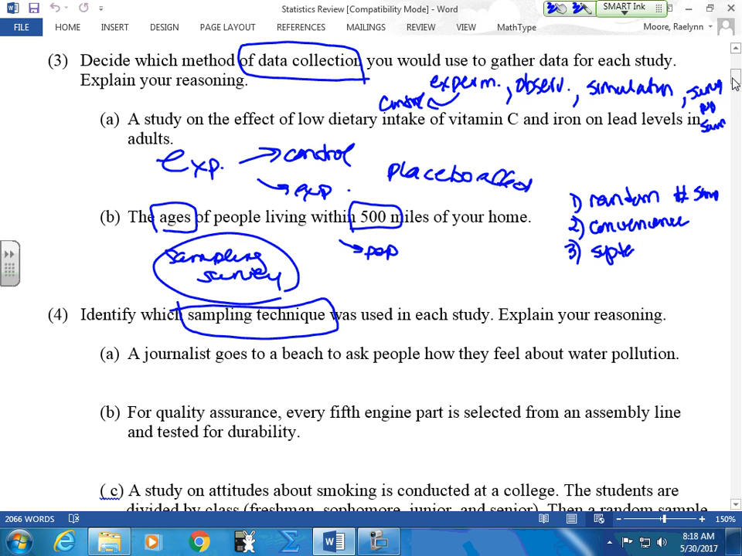Systematic. Systematic, this is what they do in gym. Count off. 1, 2, 3, 4. 1, 2, 3, 4. I'll take all the ones. I'll take all the twos here. What's another one?